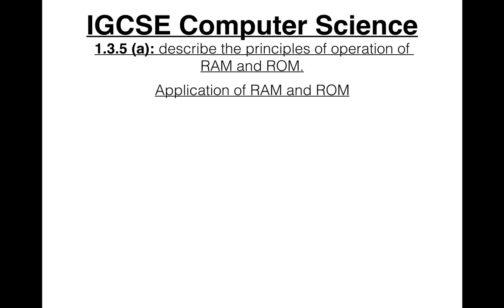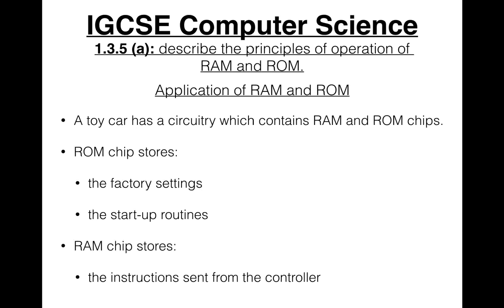So let's go back here, because I think I rushed this. The ROM, remember, is read-only memory. When you make the toy car, you put the startup instructions inside that ROM chip. So it's only read from, it's never written to. That's pretty much what starts up the toy car. The RAM chip stores whatever is currently being used, so the instructions sent from the controller. There's nothing much more to know, but hopefully you get an understanding of how this works.